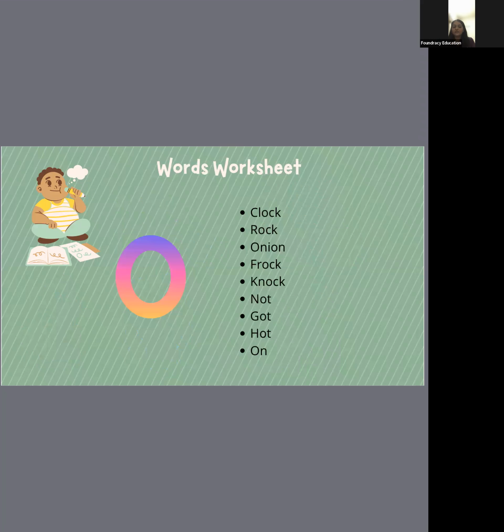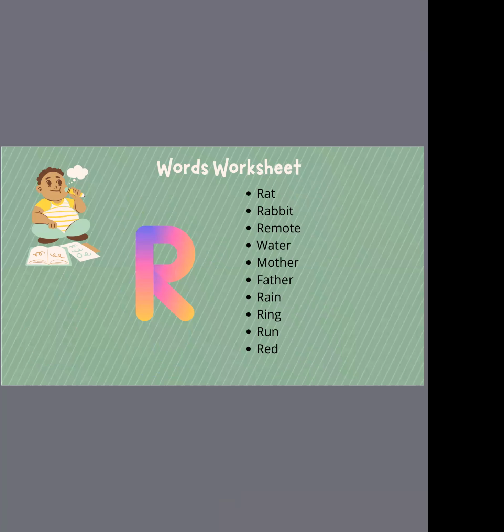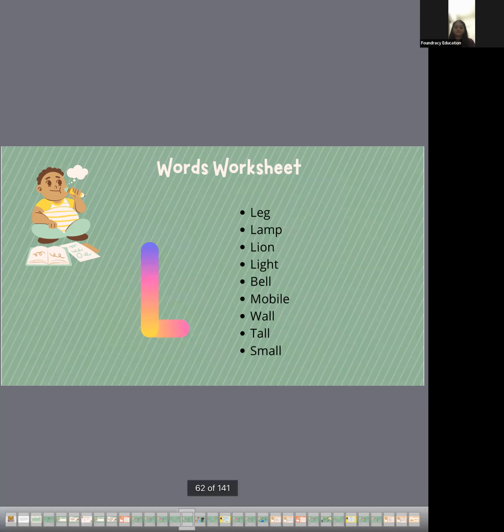So what is the sound of this? O. Okay. What is the sound of this? R. Yes. And what is the sound of this? L. Correct. Great. Now we will do the word blending.